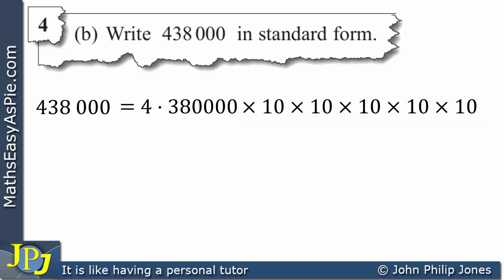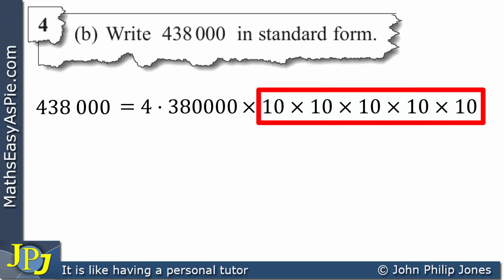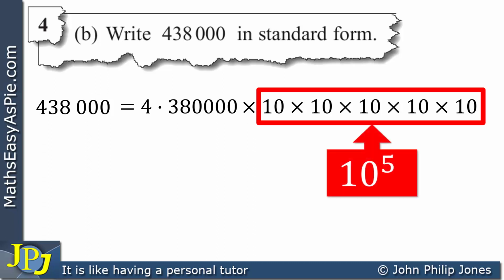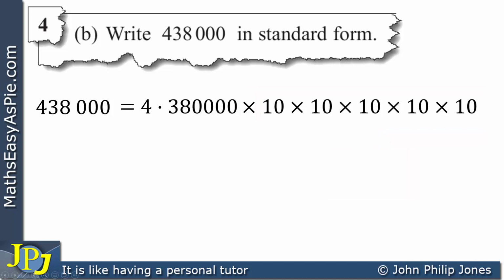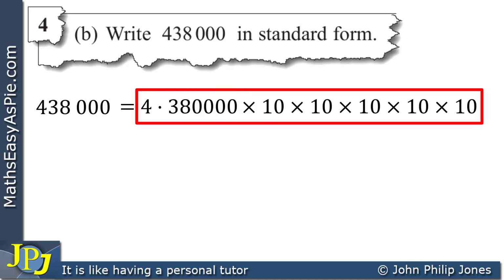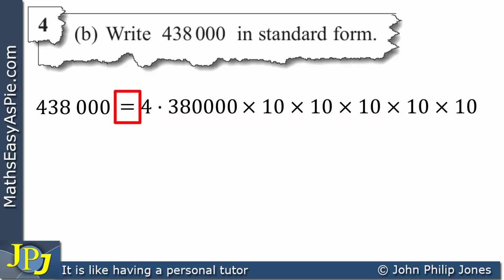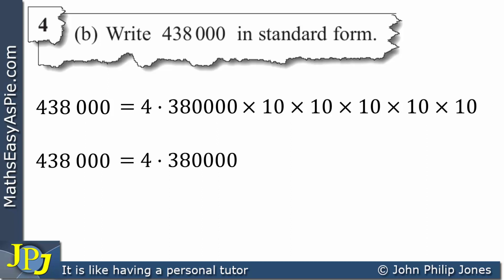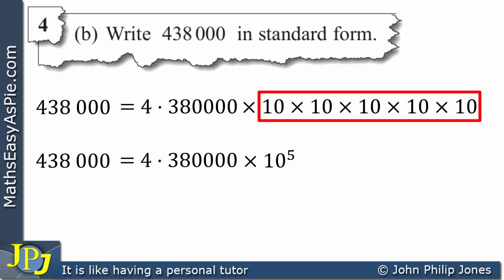Now, when we consider these 5 multiplications, 10 times 10 times 10 times 10 times 10, that can be written as 10 to the power 5. So this number, with all of the multiplications complete, is equal to this number here. So we can go on to say that 438,000 is going to be equal to 4.380000 multiplied by 10 to the 5. And remember, 10 to the 5 is this lot here, 10 times 10 times 10 times 10 times 10.